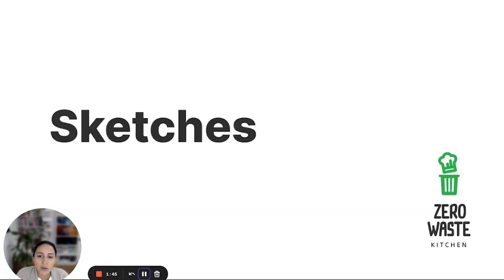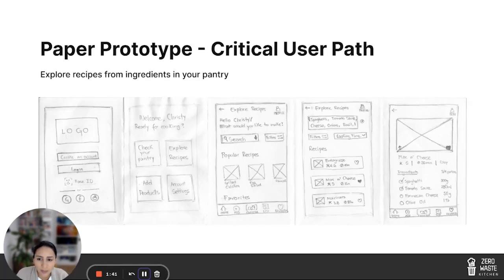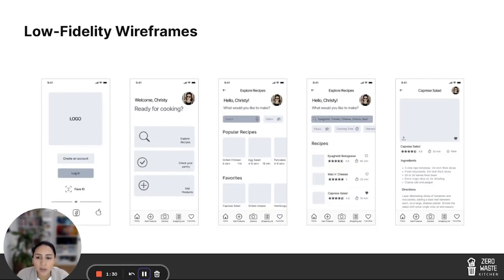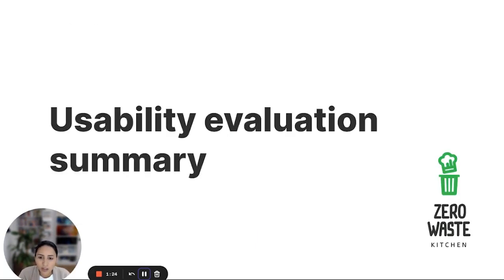Okay, I will show you some of the sketches that I did throughout the design process. This is the paper prototype when I was trying to figure out how I should organize the elements in the space. Once I got this one done, I evolved it to low fidelity wireframes. With those wireframes, I conducted a usability test.